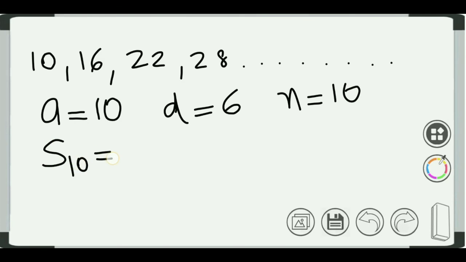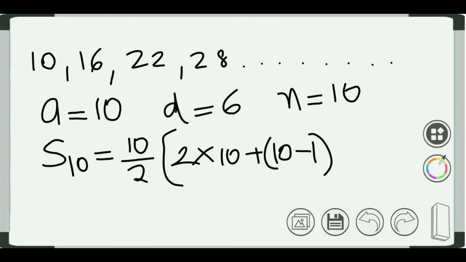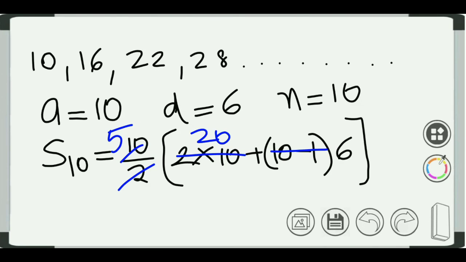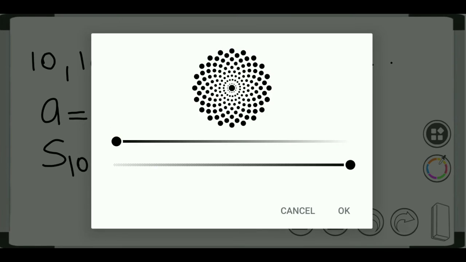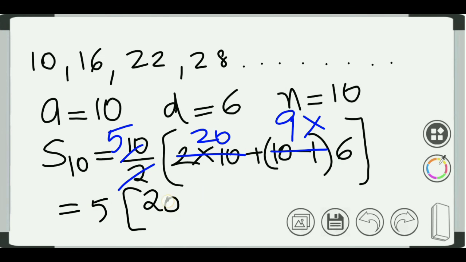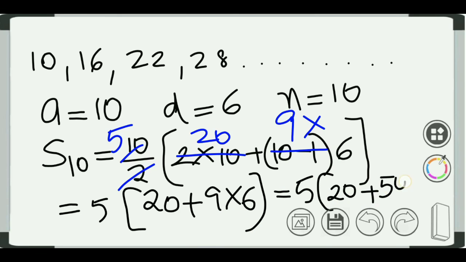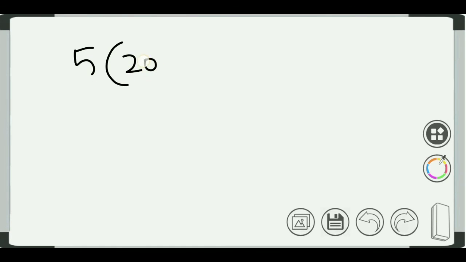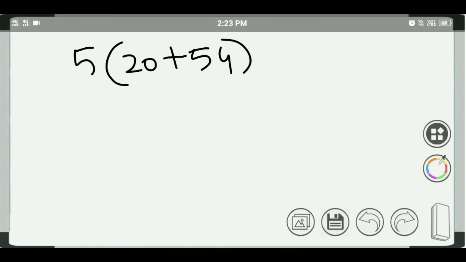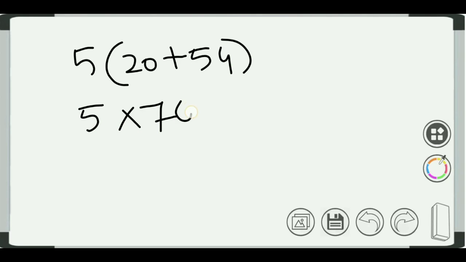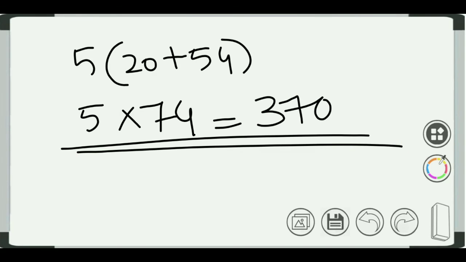So S10 is equal to n by 2 into 2a plus n minus 1 into d, that is 10 by 2 into 2 into 10 plus 10 minus 1 into 6. So 10 by 2 is 5, 2 into 10 is 20, 10 minus 1 is 9, 9 into 6 is 54. So 5 into 20 plus 54, that is 5 into 74, which is equal to 370. So you got the distance.